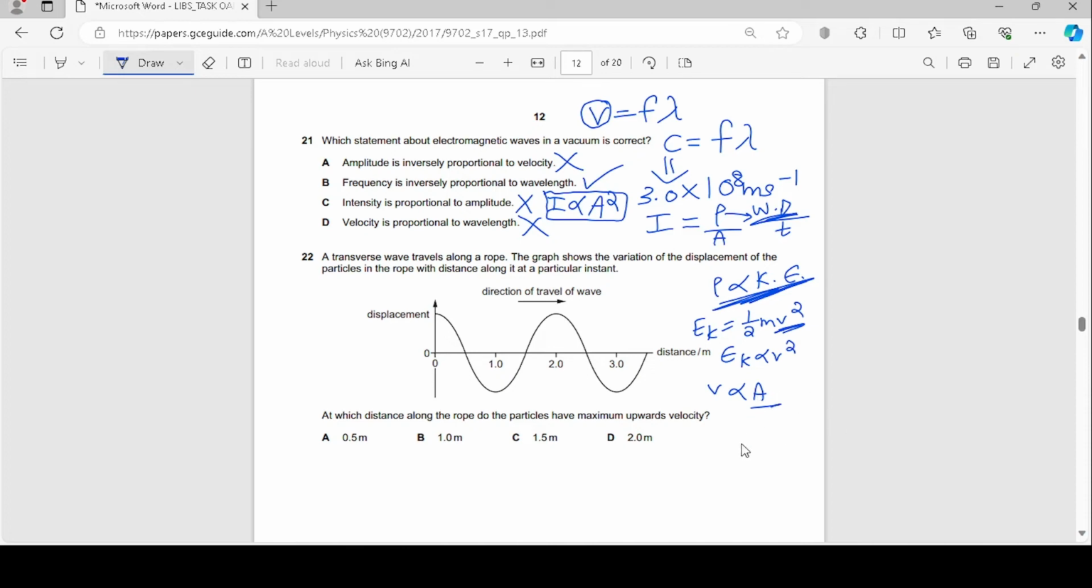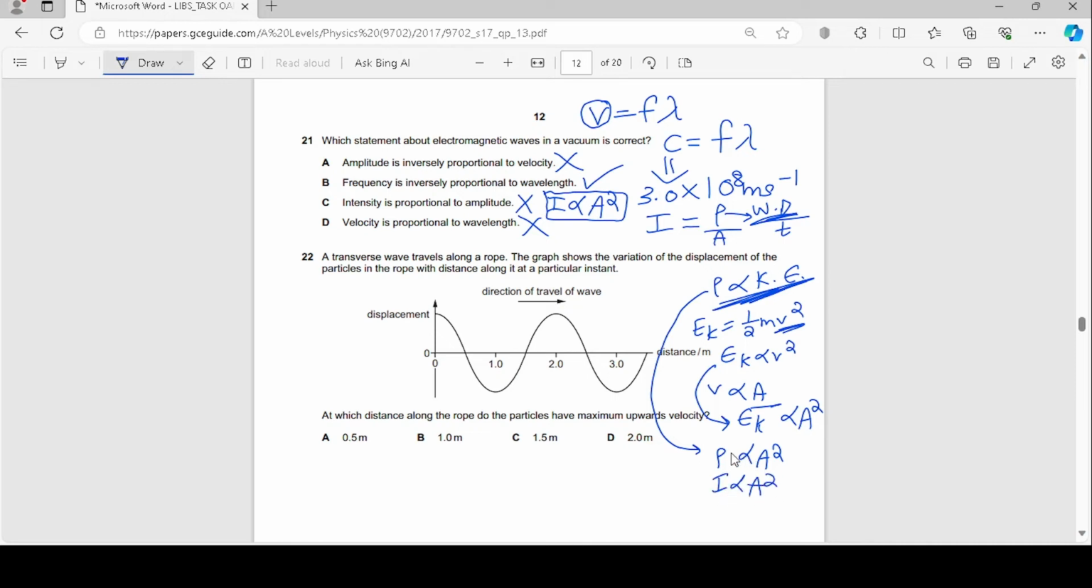And then what we can say is that because velocity is directly proportional to amplitude, the kinetic energy is directly proportional to the amplitude squared. And then, because we know that the power is directly proportional to the kinetic energy, the power is directly proportional to the amplitude squared. And if we're assuming again a constant area, then the intensity is directly proportional to amplitude squared.